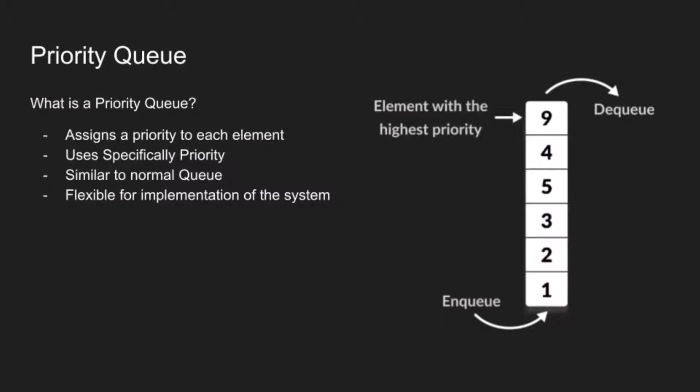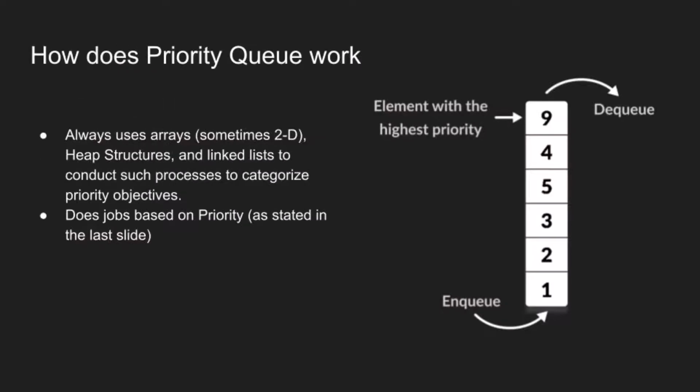So what is priority queuing? It assigns a priority to each element, uses a specific priority similar to the normal version of it, and is flexible for implementation of the system. And every time there's an element with the highest priority, it is dequeued, while anything with the lowest priority is queued.